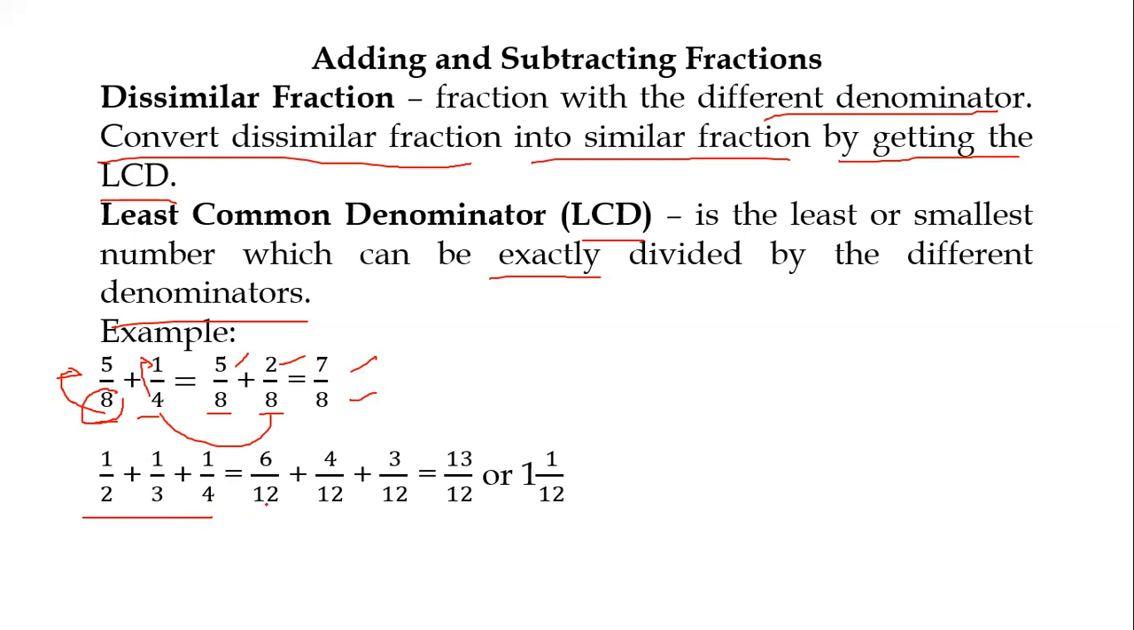Okay, so let's try 3 times 4. Now, 3 times 4, that's 12. Now, 12 divide 2, pwede, that's 6. 12 divide 3, that's 4. 12 divide 4, that's 3. So it means the LCD for this given scenario is 12.